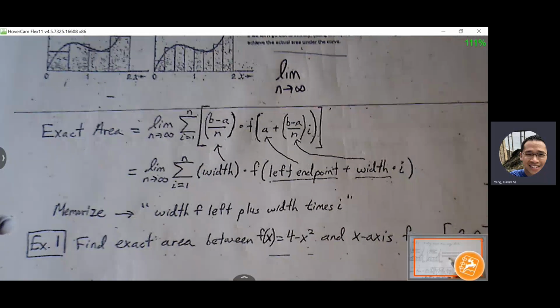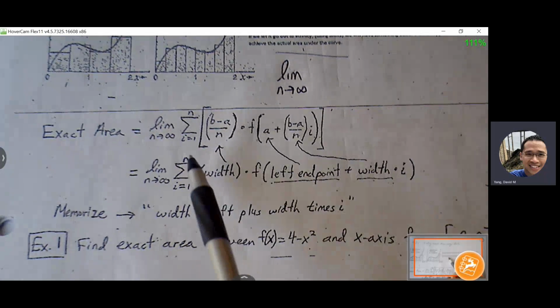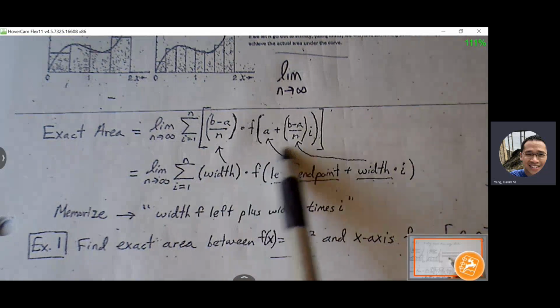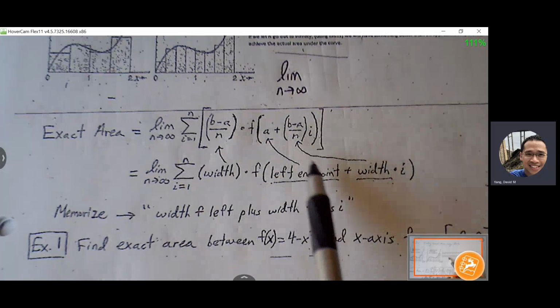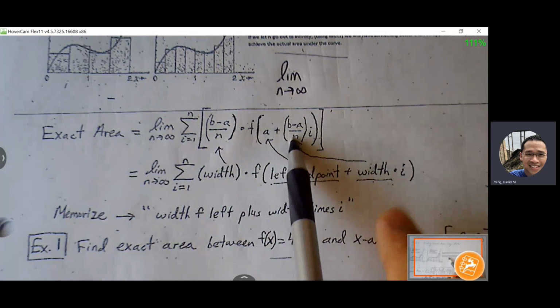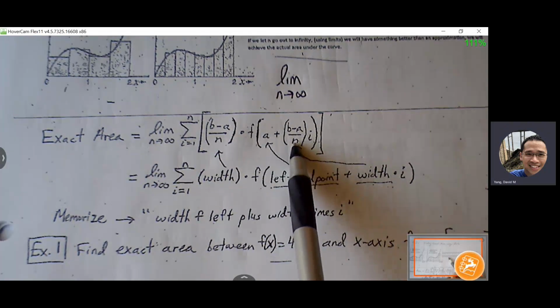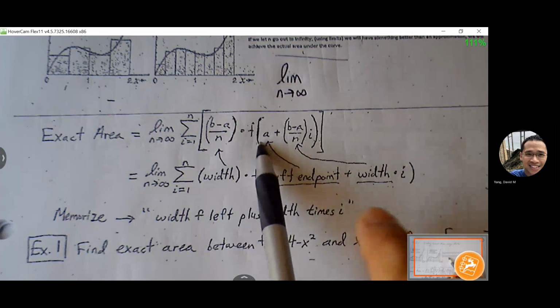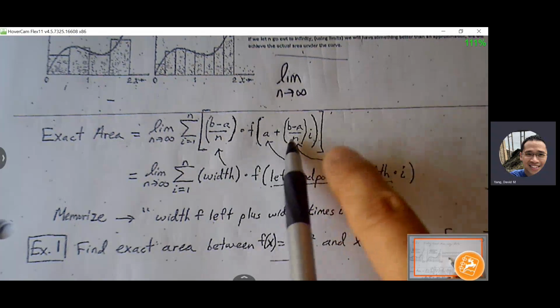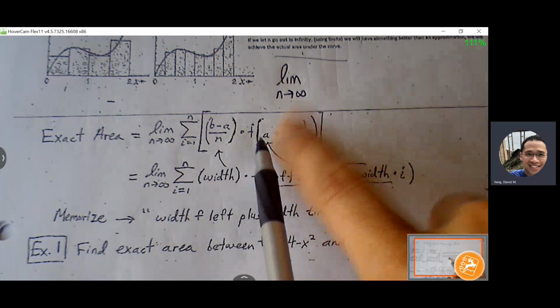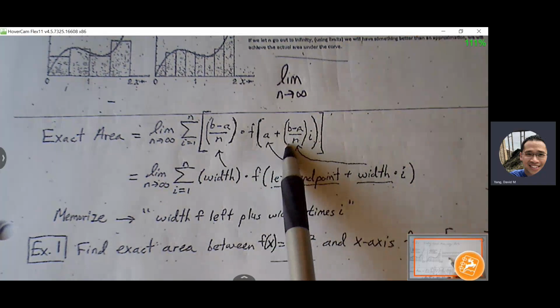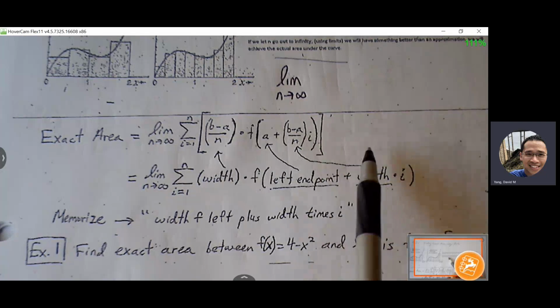And we use the width component on the previous page, right? B minus a over n. And then this is where the complicated part is. This is the height component, okay? So let's say, remember the width on the previous page was pi over 8, right? And then what we did was we found that pi over 8, and then we took that pi over 8 and we added it to the left endpoint. So we did 0 plus pi over 8 plus pi over 8 plus pi over 8.